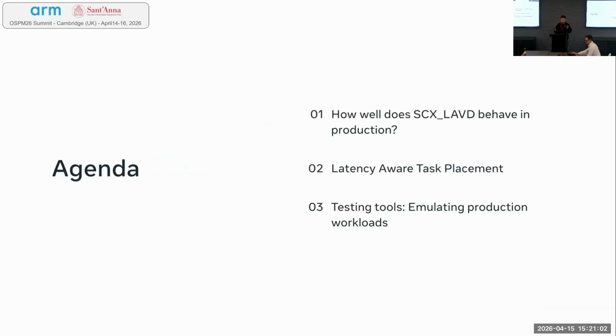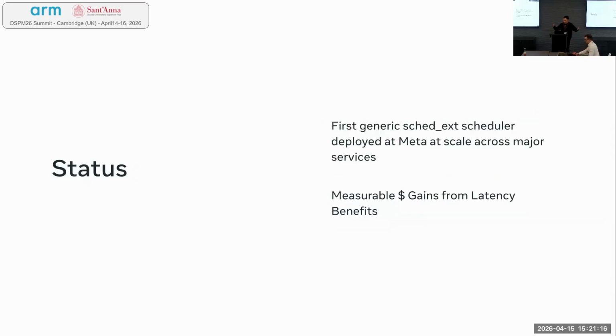So we know LAVD's metrics are based on wakey heuristics to determine how important a task is, or if it's in the middle of some critical chain. We can use that information to place tasks on different CPUs. The current status is we did roll out LAVD at scale on multiple major services, and as a result, there was some amount of revenue gained from the latency benefits we've seen.